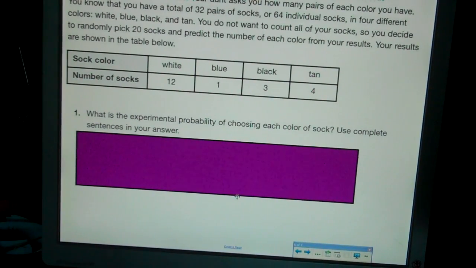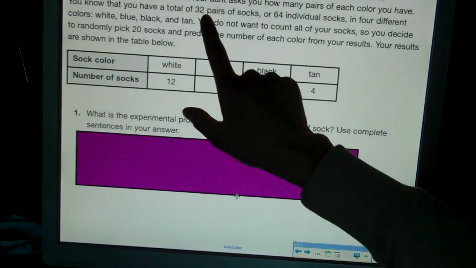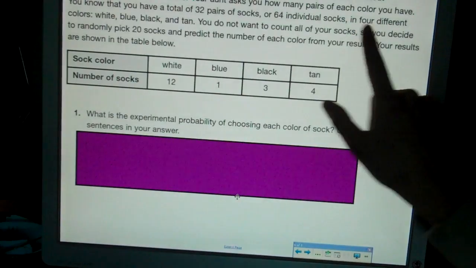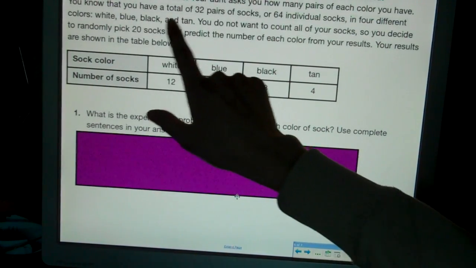Your sock drawer is a mess. You just shove all of your socks into the drawer without worrying about finding matches. Your aunt asks you how many pairs of each color you have. You know that you have a total of 32 pairs of socks, or 64 individual socks, in 4 different colors. So you have white, blue, black, and tan.